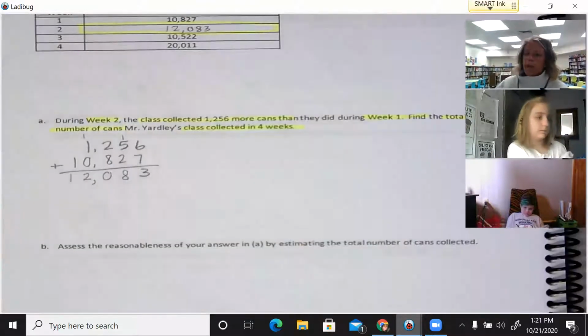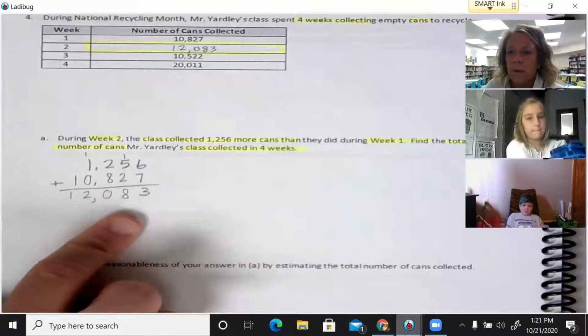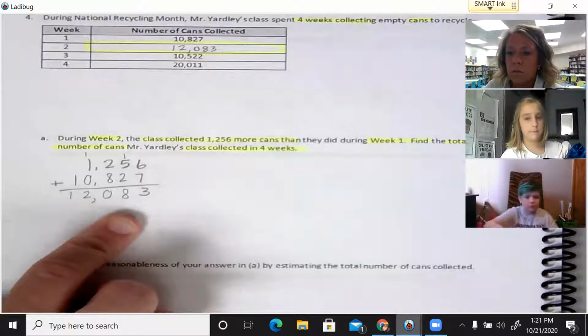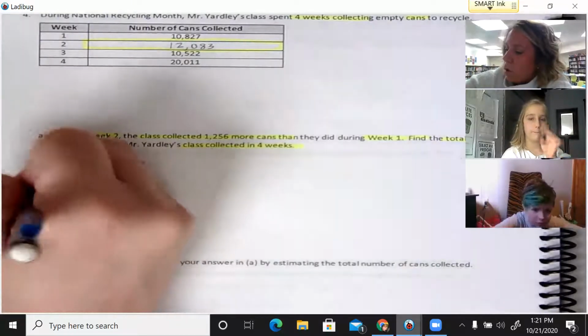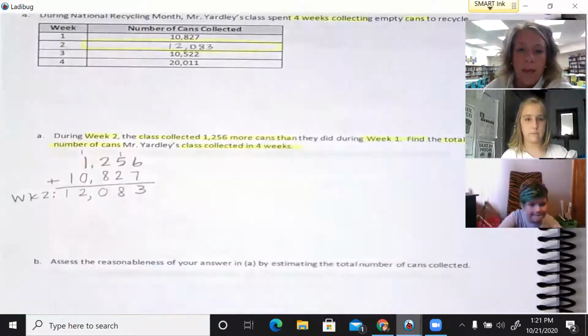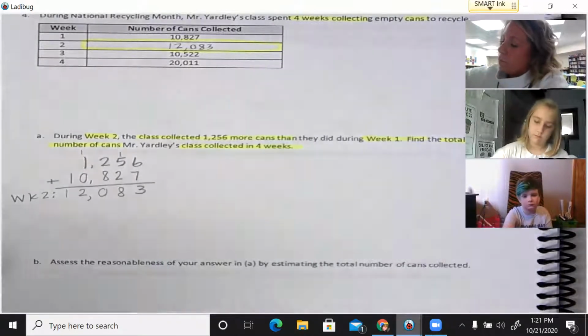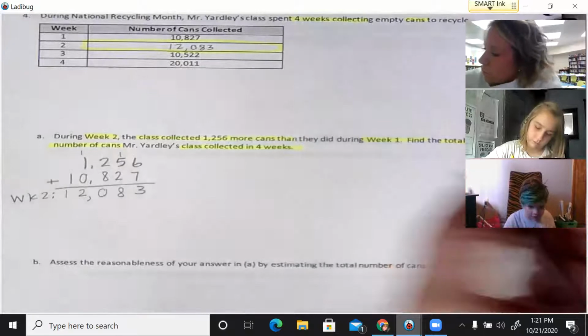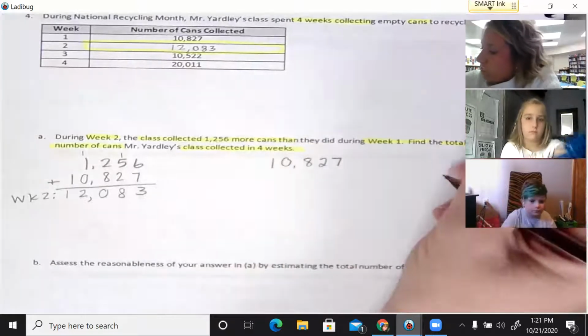12,083. Is this my answer for letter A? Am I finished? No, you're not finished. This is just week 2. What do I need to do, Peyton, to figure out my answer? How many cans were collected in 4 weeks? You need to add. You need to add all 4 weeks, including week 2. Okay, go ahead and read them off to me.